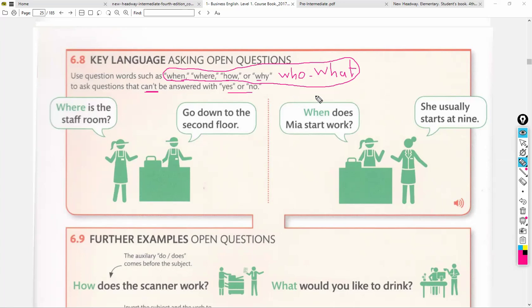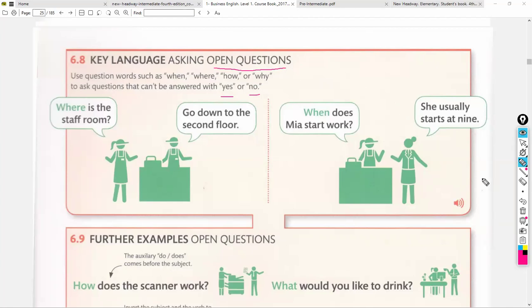Why? Why are they not? Because I need information, Subhi. For example, if I want to ask you, why are you late? Now, if you want to answer, you cannot say yes or no. You have to give me information, okay? So I need information. This is why they are called open questions, okay?